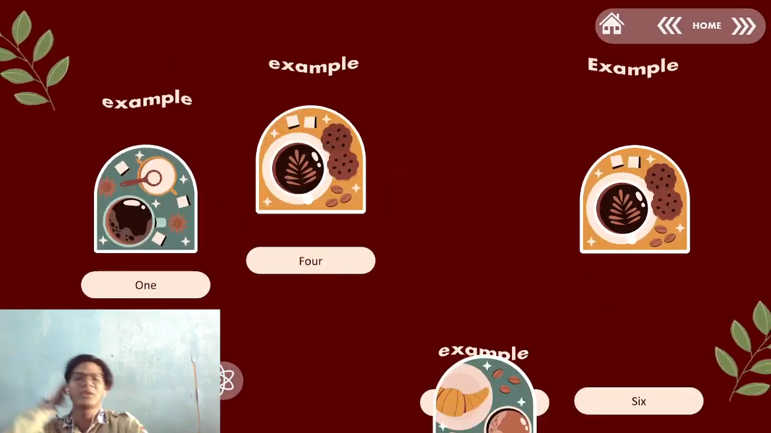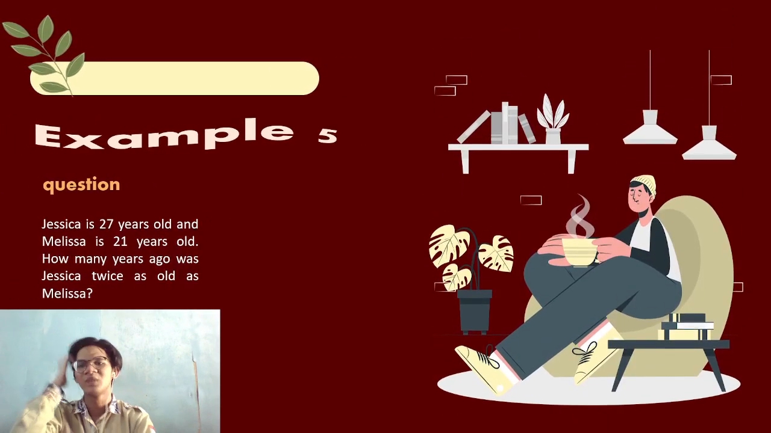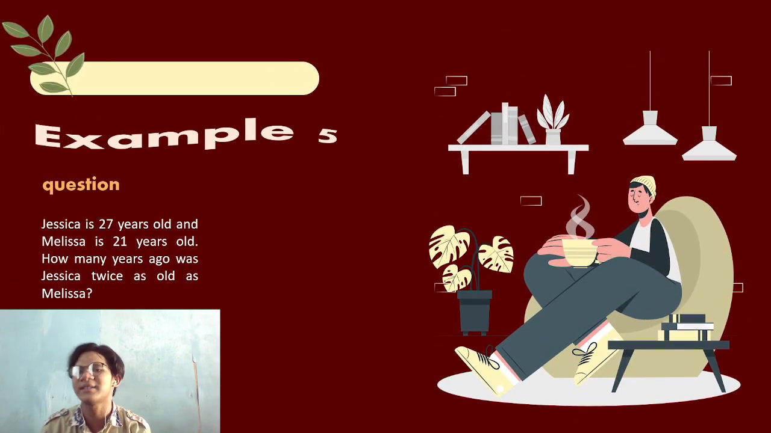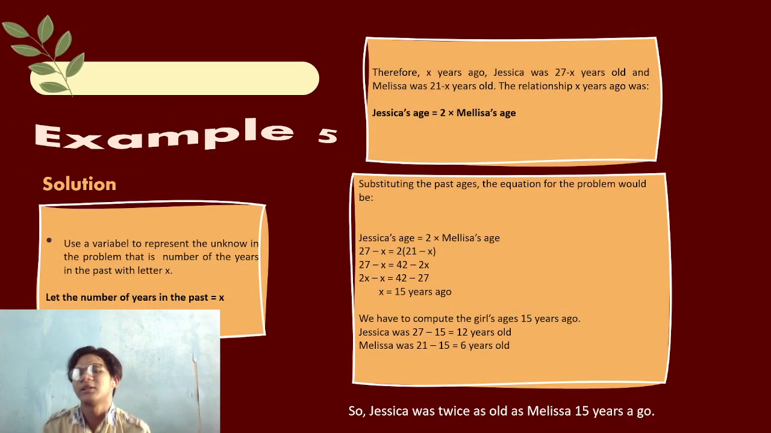Next is example number 5. Example number 5 is: Jessica is 20 years old and Melissa is 21 years old. How many years ago was Jessica twice as old as Melissa? So for the solution, first, use a variable to represent the unknown in the problem, that is the number of years in the past, with letter X. Let the number of years in the past be X. Therefore, X years ago, Jessica was 27 minus X years old, and Melissa was 21 minus X years old.